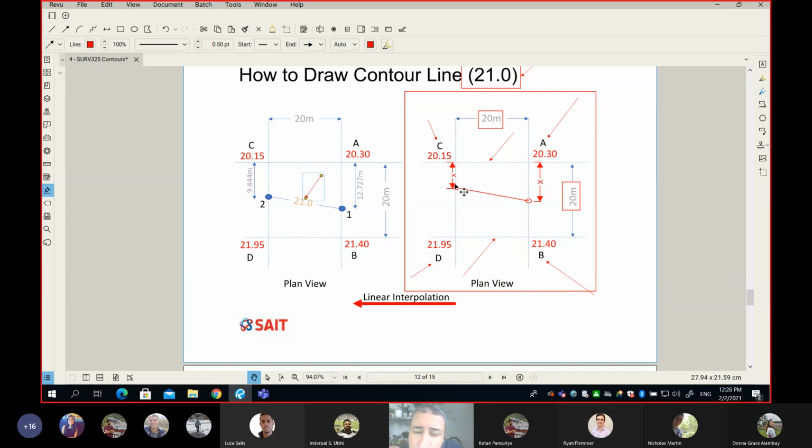I'm going to show you in more detail how we can find the x. Please watch this. Remember, what you see here and there are both plan views, so we're looking from up, down. In order for us to do linear interpolation and for you to better visualize, we need to look from the side view. So I have to look between A and B from this direction, and I need to look between C and D from this direction. So I need a side view.